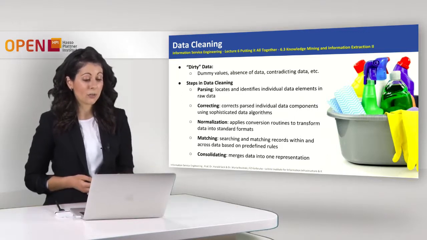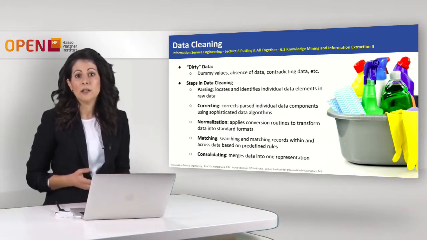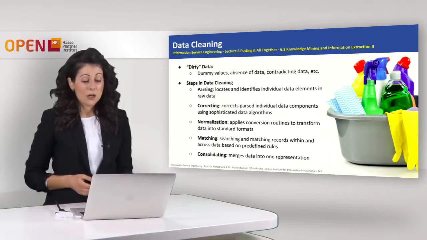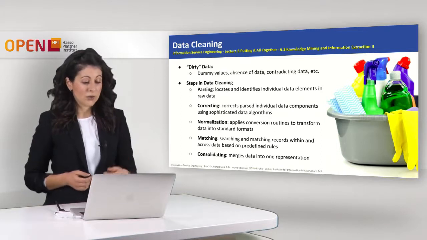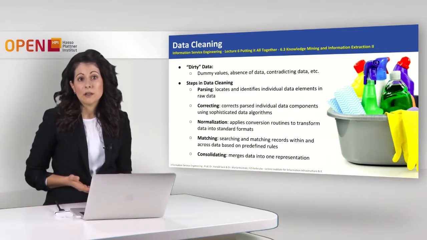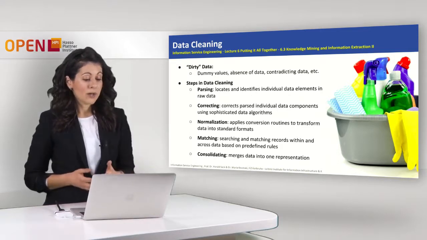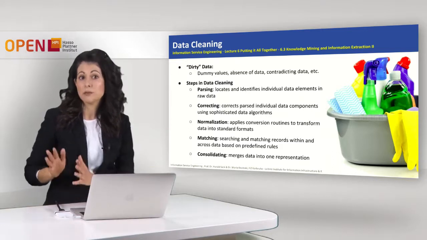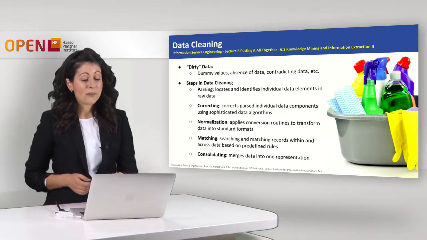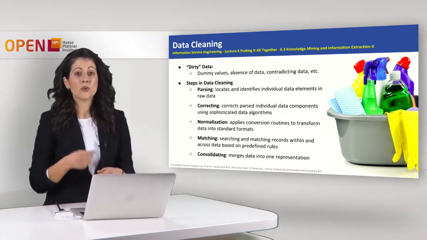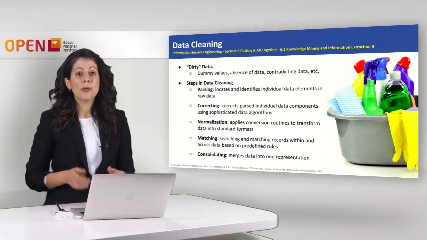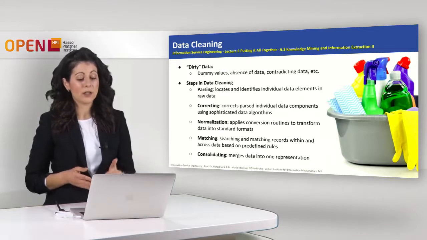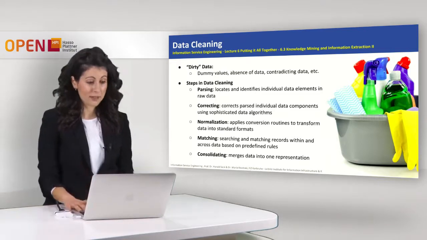First comes the parsing, which locates and identifies individual data elements in raw data. Then comes the step of correcting, where it corrects these parsed individual data components using sophisticated data algorithms. Then we have the normalization step, where we apply conversion routines to transform data into a standard format. Then comes matching, where we search and match records within the data based on predefined rules. And last comes the consolidating, where we merge data into one common representation. These are the steps for data cleaning.